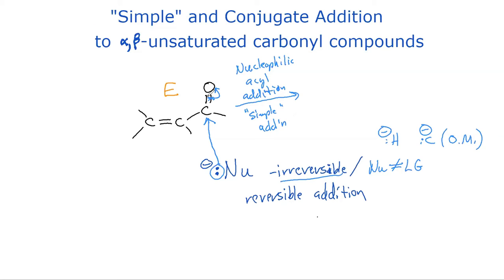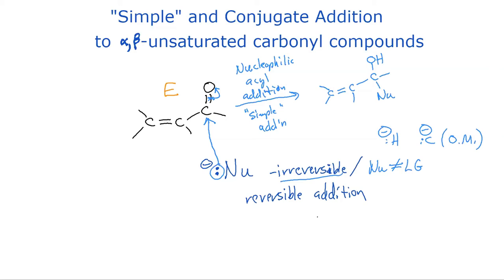So nucleophile attaches, pi bond breaks, we can't go backwards, and so we keep our alkene bond intact. We have a tetrahedral carbon with an O minus. We protonate that O minus at some point, and we have our nucleophile that's attached. And that's what we've already studied in the context of ketone and aldehyde reactions that are nucleophilic acyl additions.